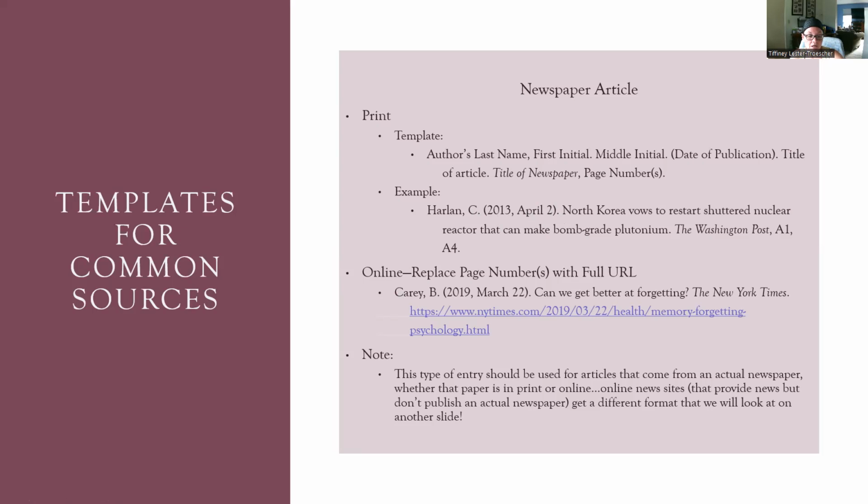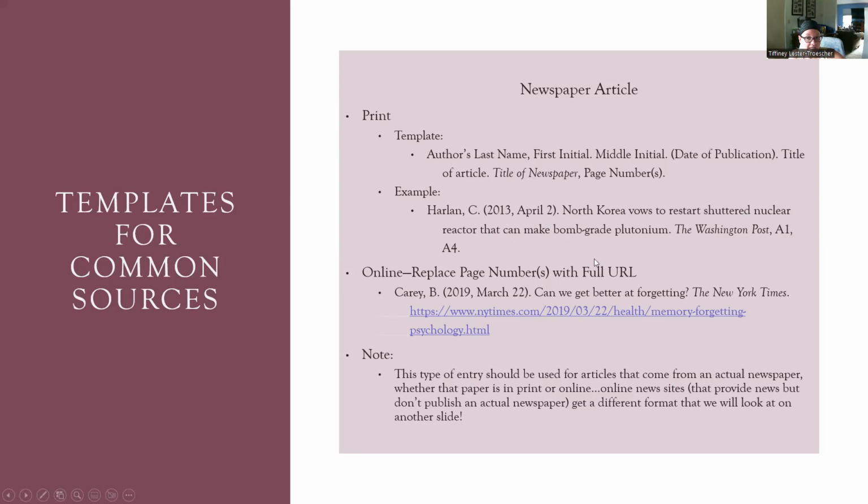And typically, we don't need that information with a journal article either, because the journal article comes in a specific volume and issue number, and that is really more important than the specific month and date. But a newspaper article, we want the specific date if possible. So that is why this date of publication has not only the year, but also the month and the date. Close the parenthesis, period. The title of this newspaper article is North Korea vows to restart shuttered nuclear reactor that can make bomb-grade plutonium, period.